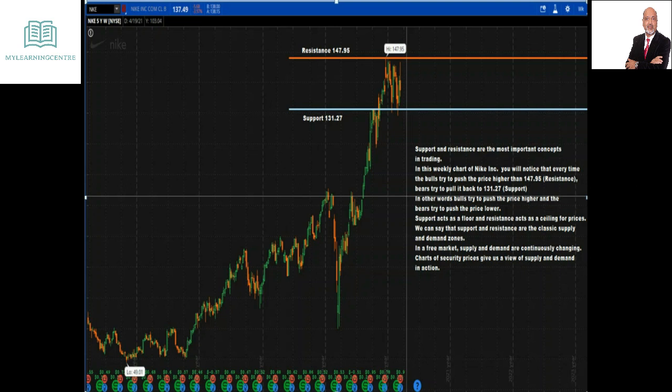We can say that support and resistance are the classic supply and demand zones. In a free market, supply and demand are continuously changing. Charts of security prices give us a view of supply and demand in action.